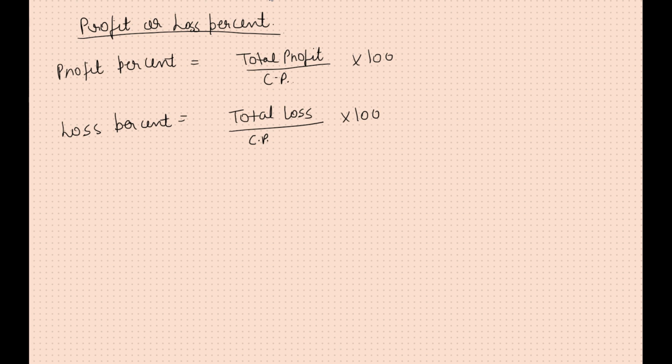Okay, so what are we doing here? We are dividing the total profit by cost price and multiplying by 100. So we are converting this profit into percent, and this loss is also into percent by total loss upon cost price into 100. Just remember these two formulas, very important.